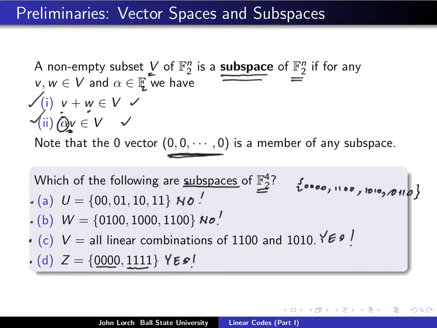So generally speaking, if we have a set contained within F2^n that consists of all linear combinations of one or more vectors, then that set will always be a subspace.